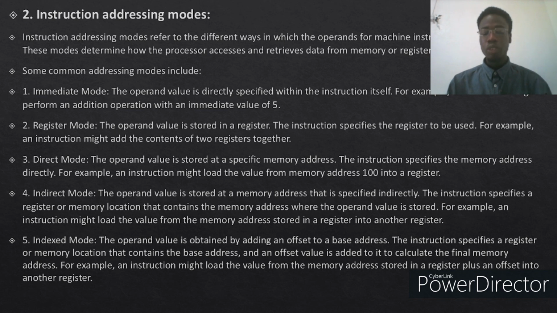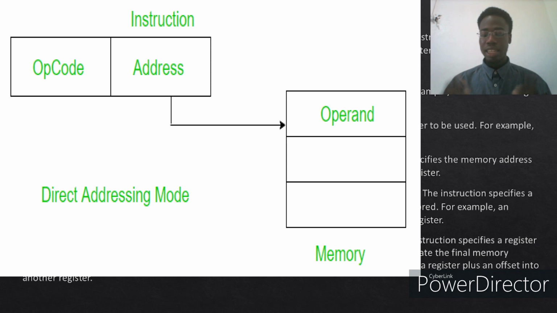Okay, moving to the third one, which has to do with the indirect mode. With the indirect mode, the operand value is stored at a memory address that is specified indirectly. Let's look at the word that it said: it is stored at a memory address that is specified indirectly.